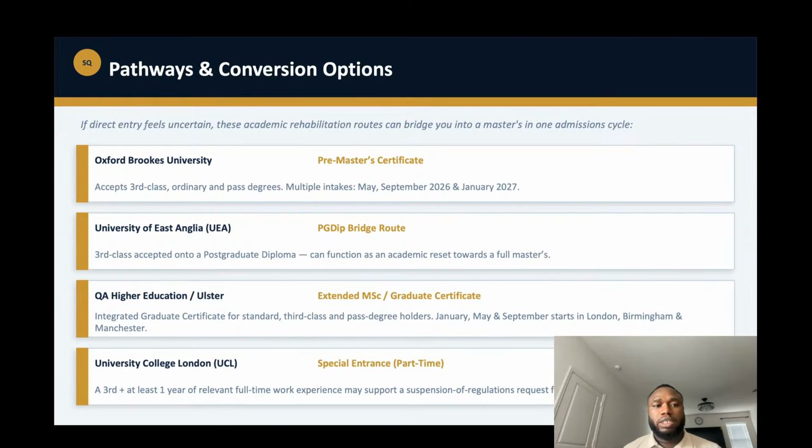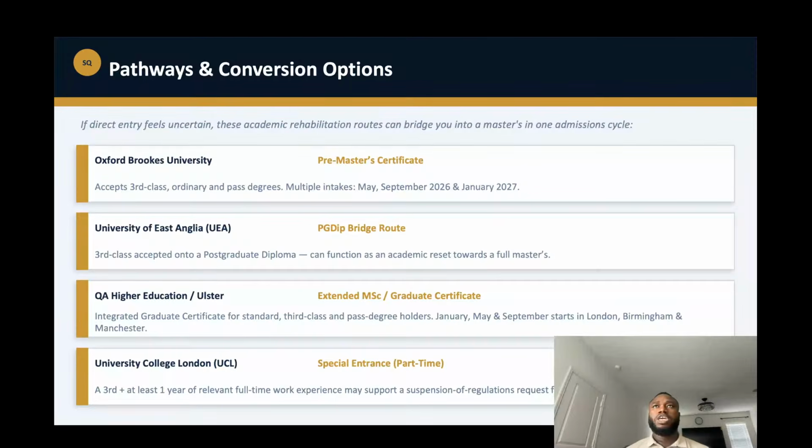So what are the other possible pathways? Assuming that you have a very low third class degree, or you've applied to some of these schools and maybe because you don't have relevant work experience, your application was rejected. That doesn't mean that you can't pursue your plans to study in the UK. There are also other options available to you.